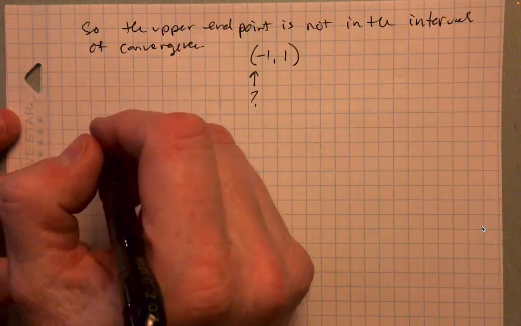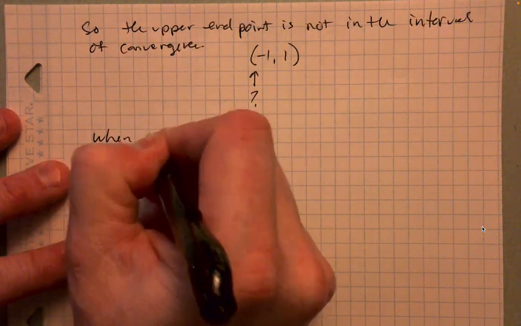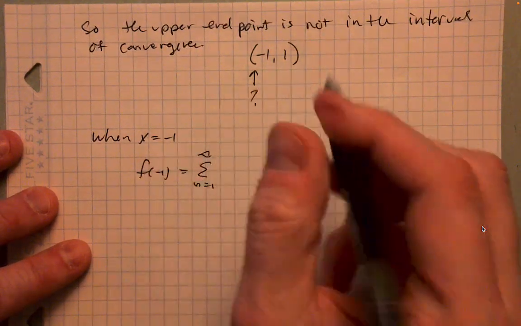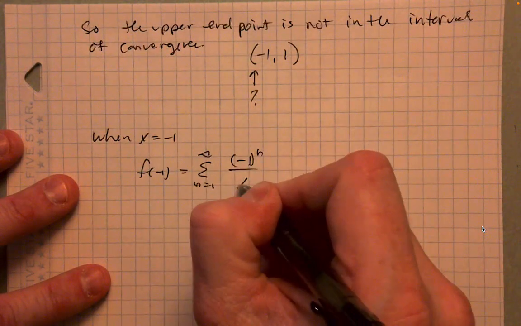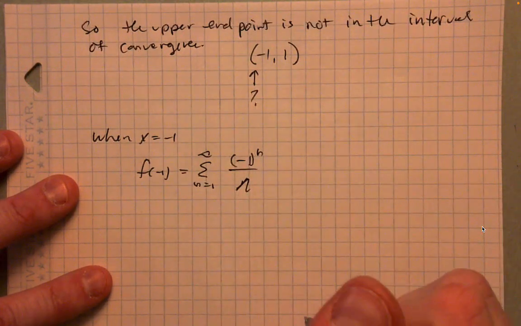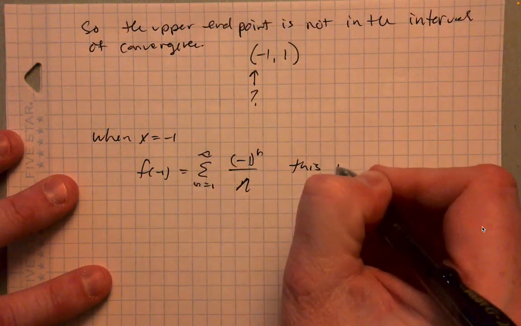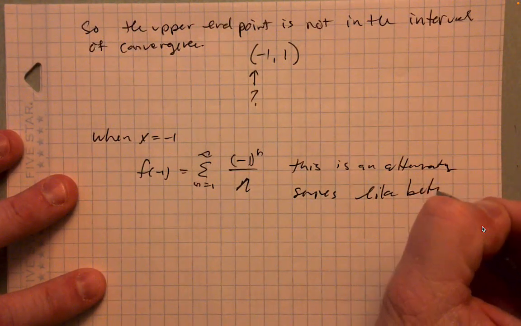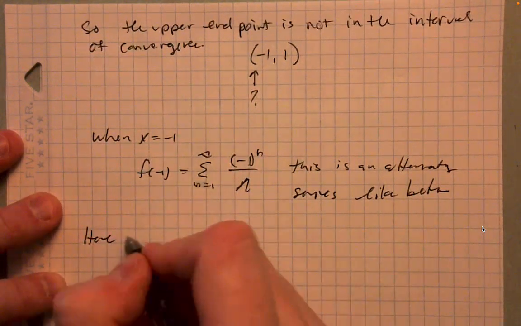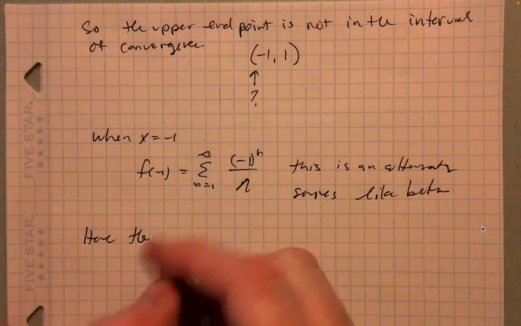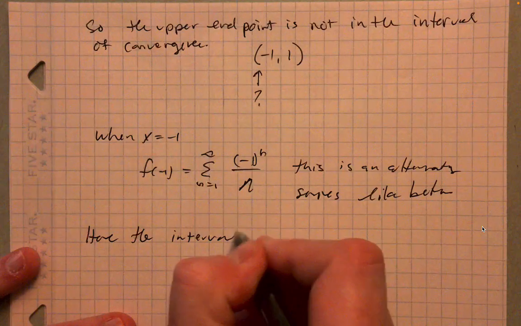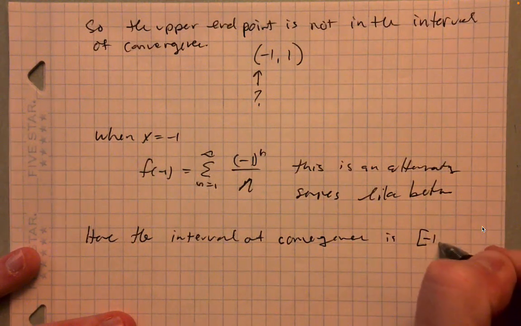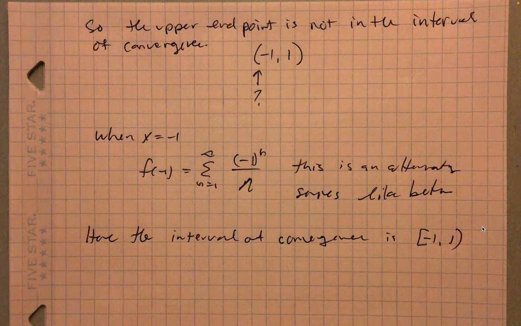So for the lower endpoint, when x equals -1, f of -1 would be the sum from n equals 1 to infinity of -1 to the n over n. And so this is an alternating series, like before, basically. Okay, so here we would have a convergence, and overall the interval of convergence is -1 up to 1, but not including 1.